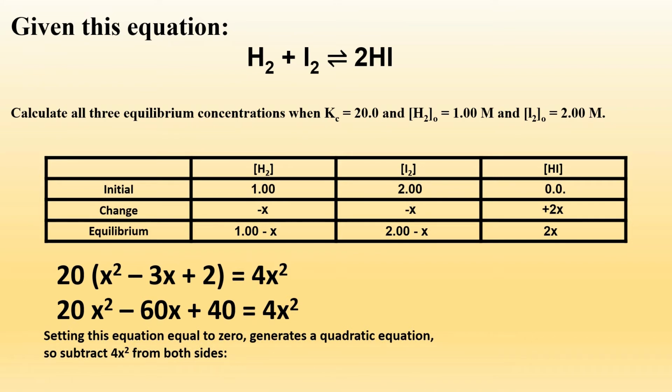Setting the equation equal to 0 generates a quadratic equation. So subtract 4x squared from both sides. This generates 16x squared minus 60x plus 40 is equal to 0.